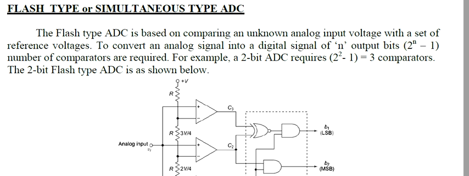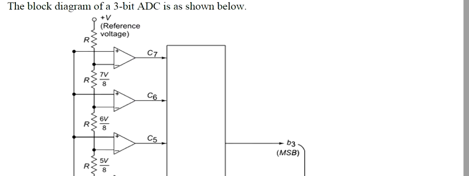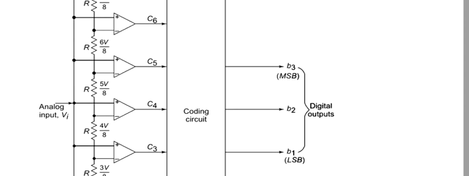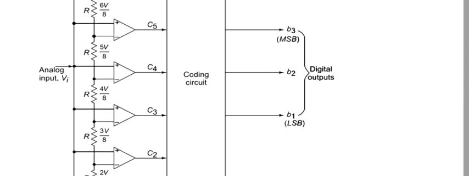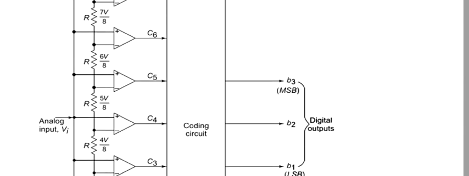Okay. Next is the block diagram of a 3-bit ADC. For a 3-bit ADC, how many comparators are required? That is 2 raised to 3 minus 1, that is 8 minus 1, 7 comparators: C1, C2, C3, C4, C5, C6 and C7.